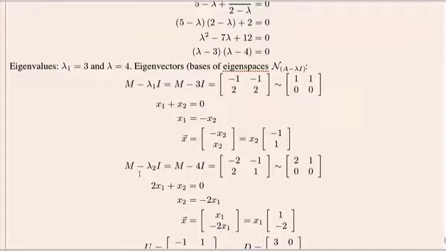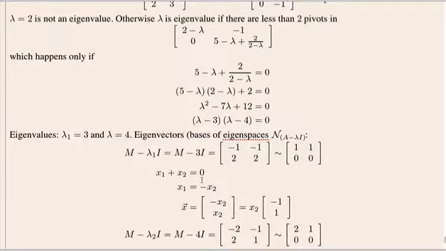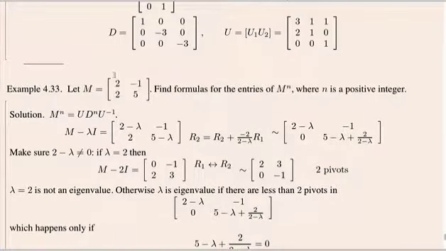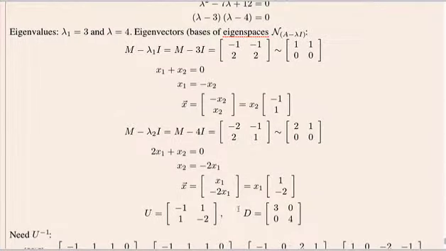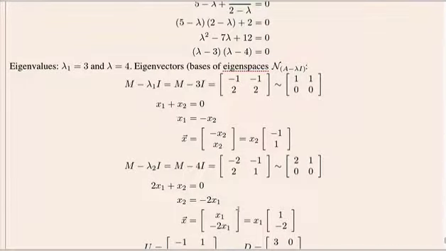Then to get the other eigenvector, we consider M minus lambda 2 I, which is M minus 4I. Subtracting 4 from the diagonals, we get minus 2 and 1. So we get [-2, -1; 2, 1]. And then adding the first row to the second row, we get a 0 row. Then multiplying with minus 1, we get 2, 1. So this is 2x1 plus x2 equals 0, or x2 is minus 2x1.